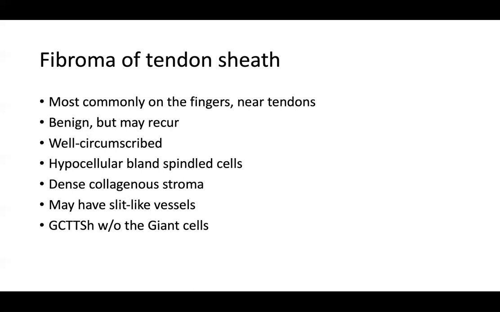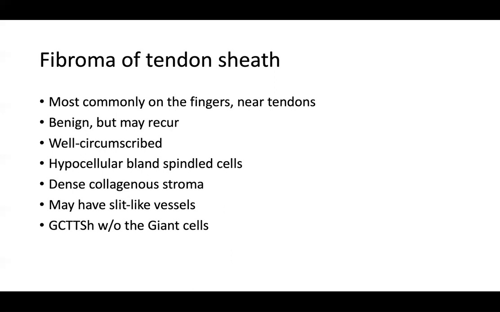It's well circumscribed. It might be hypocellular with some bland spindle cells with dense collagenous stroma, may have some slit-like vessels. And it may be in the process of developing into a more mature giant cell tumor of tendon sheath, and you just don't have a lot of giant cells yet. So you could definitely say an evolving or resolving giant cell tumor of tendon sheath. Sometimes these neoplasms, they start to abort themselves and you don't get a fully developed neoplasm.